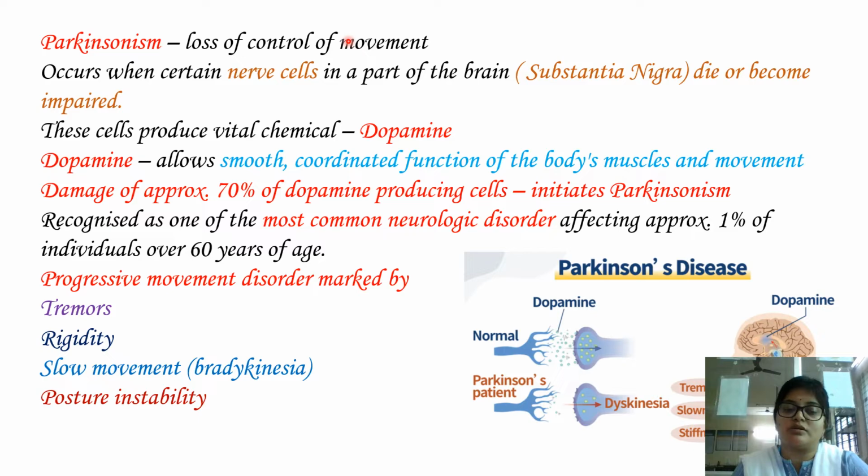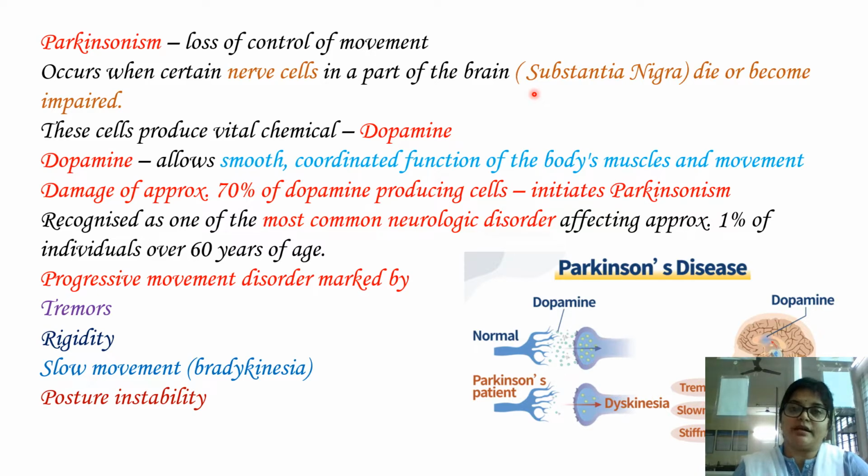So why this Parkinsonism? Earlier, Parkinsonism was called shaking palsy, and it occurs when certain nerve cells in the brain die or become impaired, especially the cells in the substantia nigra.